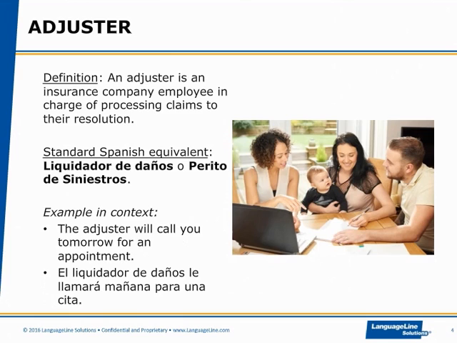Now let's have you practice this term in both languages. First, repeat the term in English 3 times. Adjuster, adjuster, adjuster. Let's have you do the same thing for the 2 standard options in Spanish. Repeat this term in Spanish 3 times. Liquidador de daños, liquidador de daños, liquidador de daños. And now repeat this standard option 3 times. Perito de siniestros, perito de siniestros, perito de siniestros.